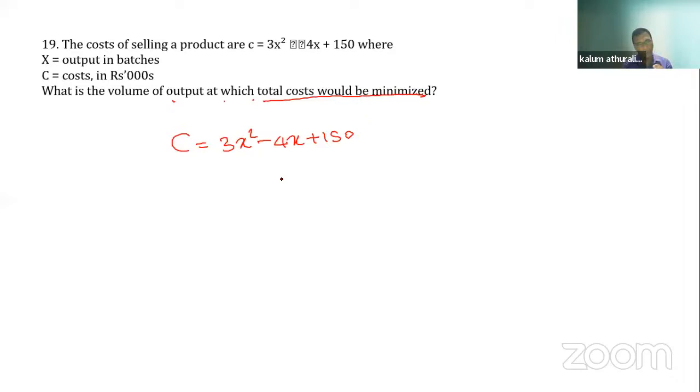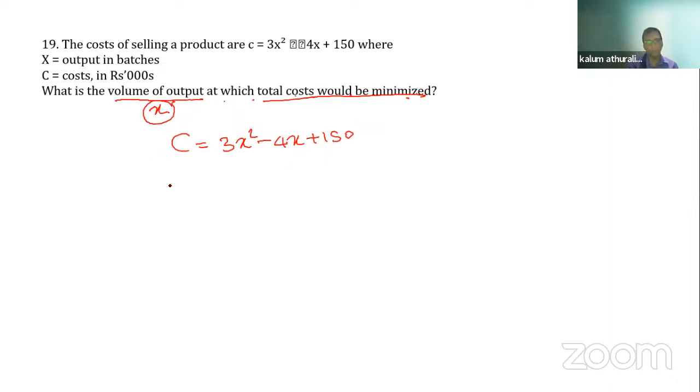If you want to find the maximum or minimum without drawing the graph, what should you do? You get the first derivative and equal it to 0. Now if you want to find where total cost would be minimized, what do you want to find? Output volume is X. You want X when the cost is minimized.